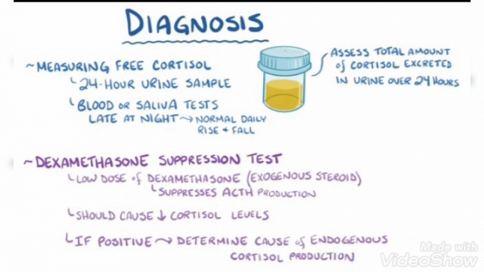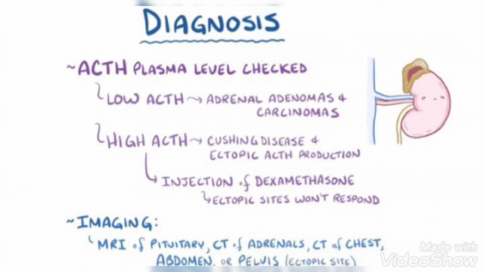In diagnosis, to measure free cortisol, a urine sample is collected, blood and saliva tests are done, then dexamethasone suppression test is done where a low dose of dexamethasone, that is an exogenous steroid, is given to suppress the ACTH production. But in case of endogenous Cushing syndrome, that will not suppress the ACTH. Further, the ACTH plasma level is checked and imaging is done like MRI of pituitary, CT of adrenals, CT of chest, and CT and MRI of abdomen and pelvis area is also done.